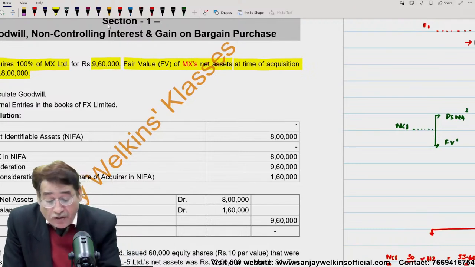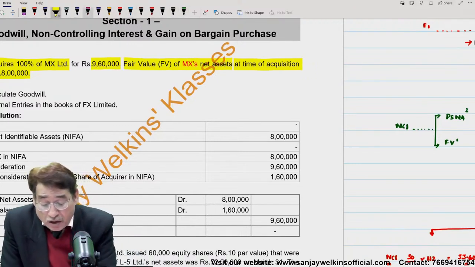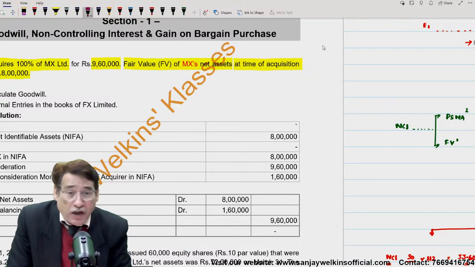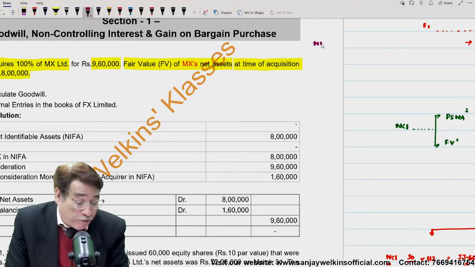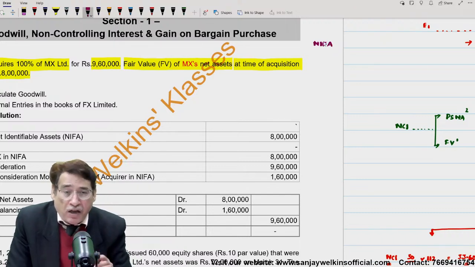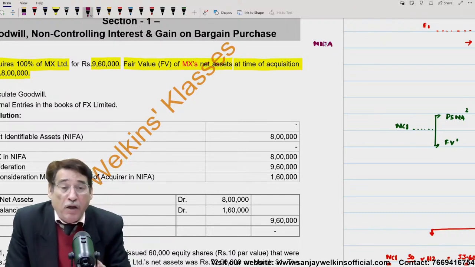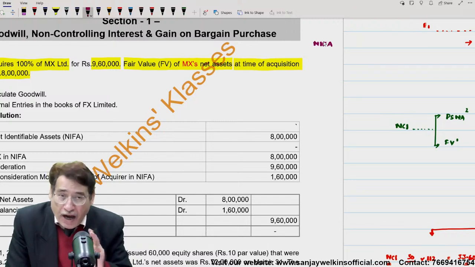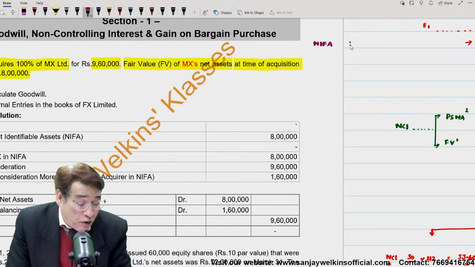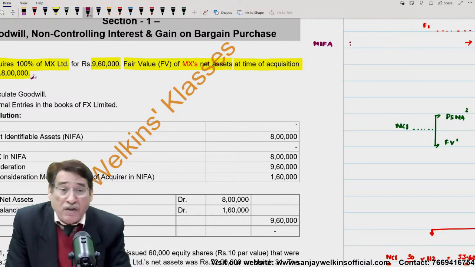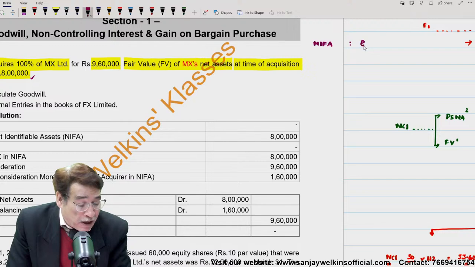Correct? Now, in this particular case, first of all, we are supposed to compute the amount of goodwill. Please quickly tell me how I am going to compute it. First of all, I take into account NIFA. When I say NIFA, it means net identifiable assets of the acquired company on the date of acquisition at fair value. We have already seen that 8 lakh is the value, so I write here 8 lakhs.